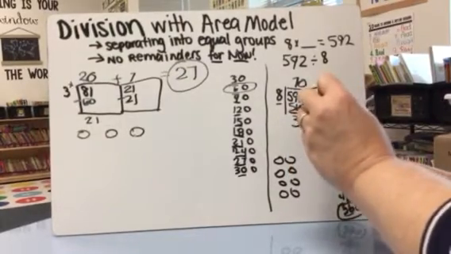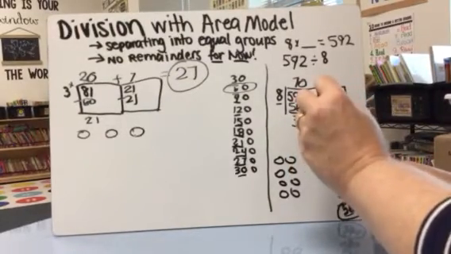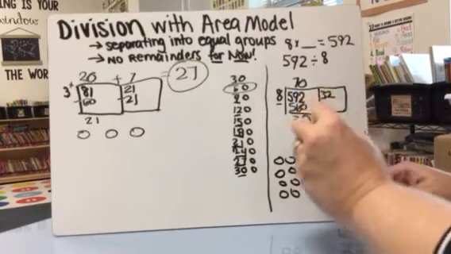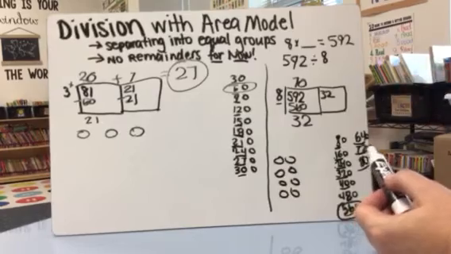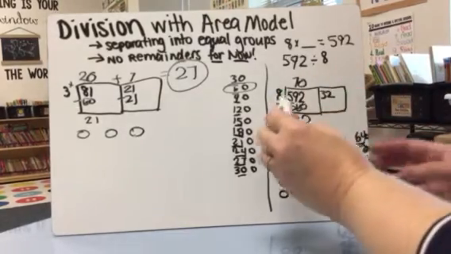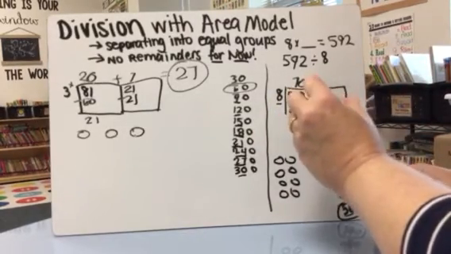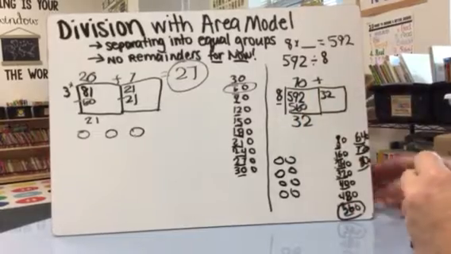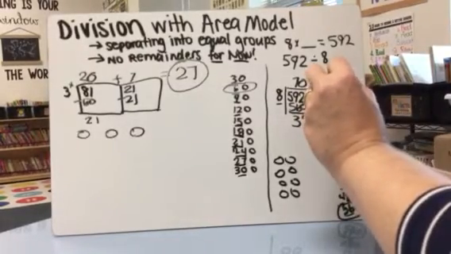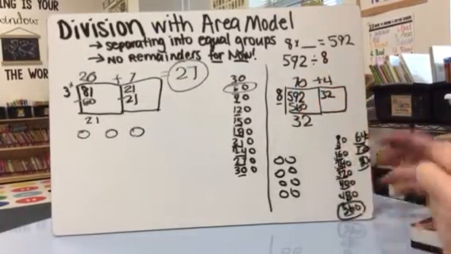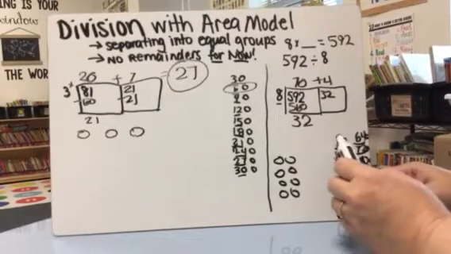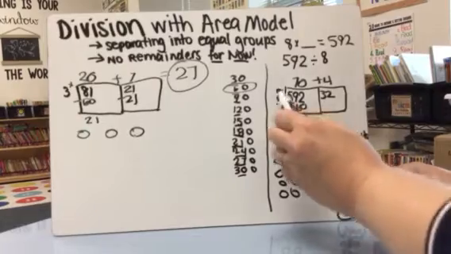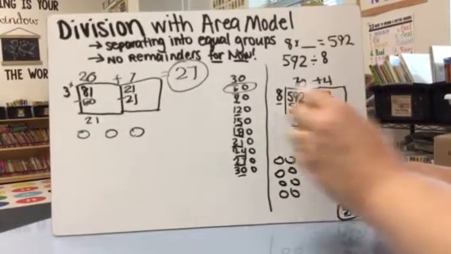So if I have $32 left, I need another box on my area model. I move that over. And now I took care of tens. I get to that easy part of the ones. 8 times what equals 32? I know that pretty quick. 8 times 4 is 32. If I don't know it, I look over here and I see 32: 1, 2, 3, 4. 8 times 4 is 32.